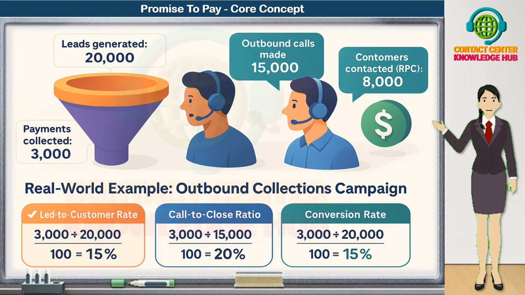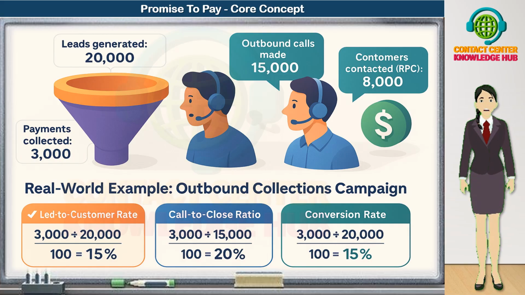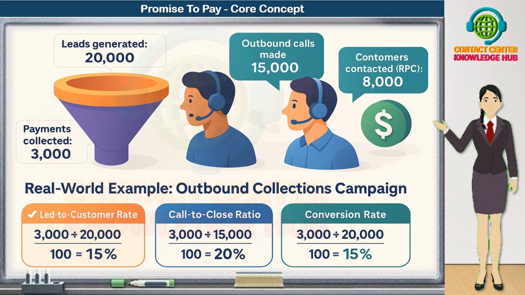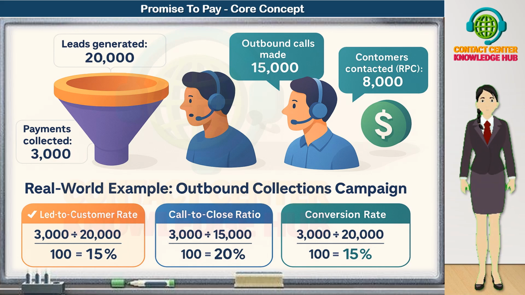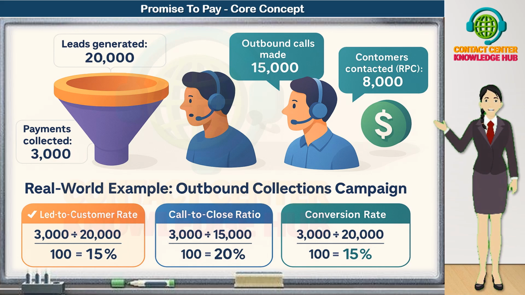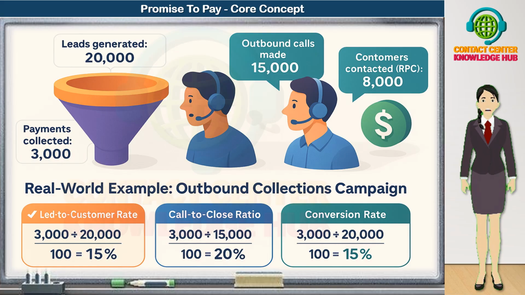Conversion rate. If we consider leads as the starting point, the calculation is the same as lead to customer rate. 3,000 divided by 20,000 multiplied by 100. That again gives us 15%. This shows the overall funnel effectiveness, from total leads all the way to actual payments.